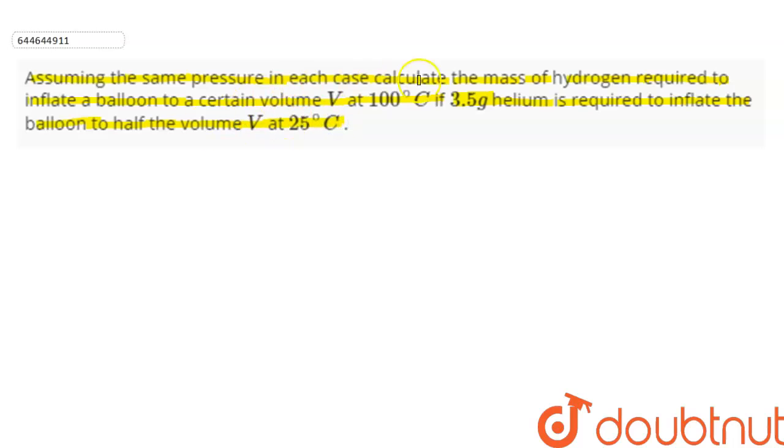So in this question, we have to calculate the mass of hydrogen that is required to inflate a balloon to a certain volume V at the temperature 100 degrees Celsius. And it is given that if 3.5 gram of helium is required to inflate the balloon to half the volume V at 25 degrees Celsius, the pressure is the same. So let's start.